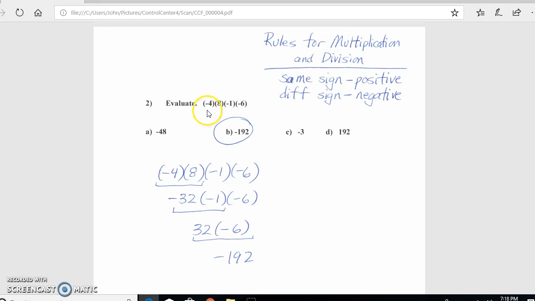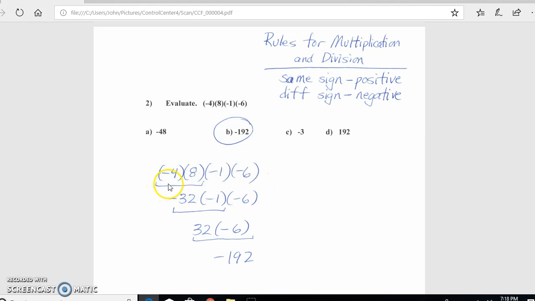And we need to know how to multiply positive and negative numbers together. And so I've placed the rules for multiplication and division of positive and negative numbers here at the top of the page. If the two numbers have the same signs, then the answer is positive. If the two numbers have different signs, the answer is negative. So we're going to start on the left-hand side and work our way across to the right.